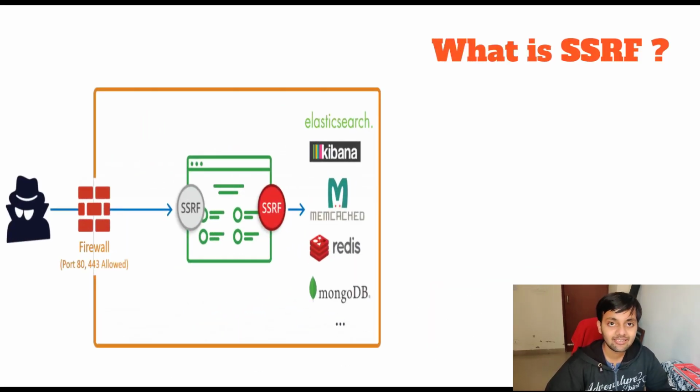You can see on the left side there's this attacker with an overcoat and a hat, and his traffic is being passed through a firewall where port 80 and port 443 are allowed. Then there's this green thing, that's the web application. The web application is vulnerable to SSRF, and due to that the attacker's traffic is being passed to other backend services like Elasticsearch, Kibana, Memcache, Redis, MongoDB.